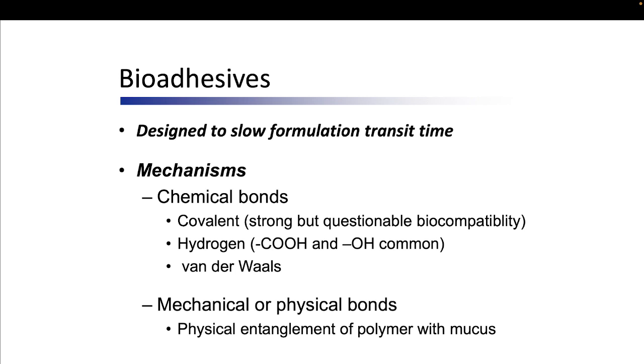In chemical bonds it can have covalent interactions, hydrogen bonds, or van der Waals interactions. And in mechanical or physical bonds it can physically entangle with the polymer and the mucus. Your mucus usually has a lot of these proteoglycans, which are extended polymer chains. So whenever you have your drug and you coat it with a polymer, these polymers will entangle with the polymer chains in the mucus, and then your drug will be retained at that place for a longer time.